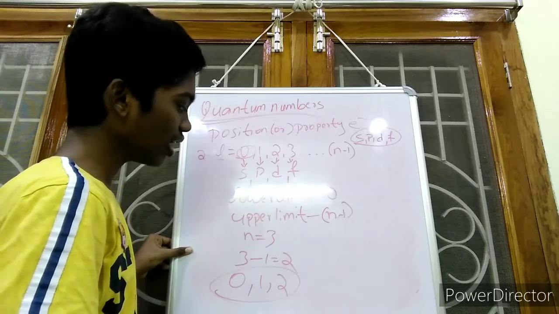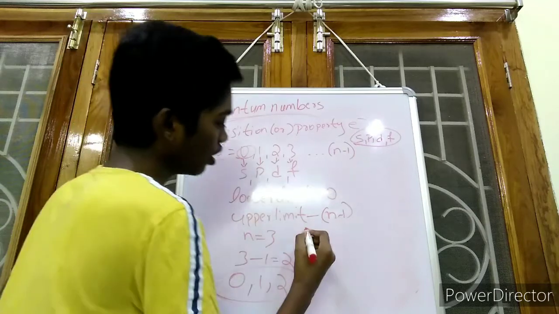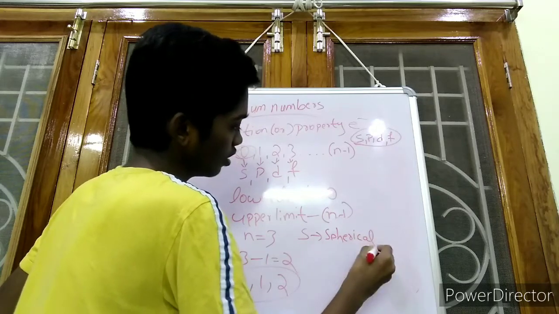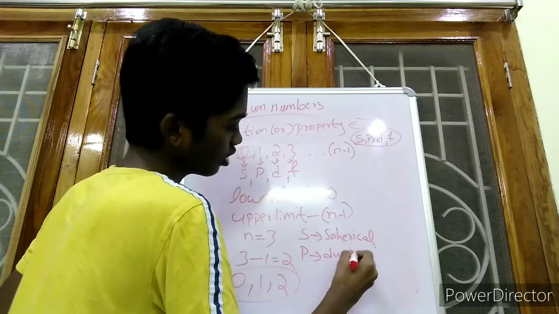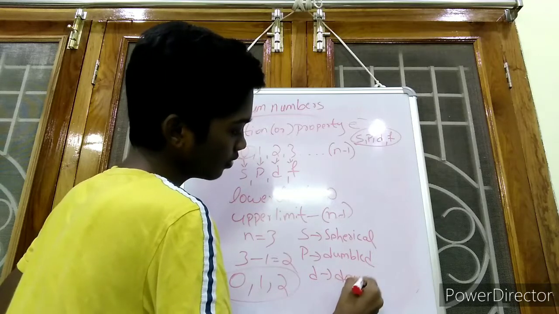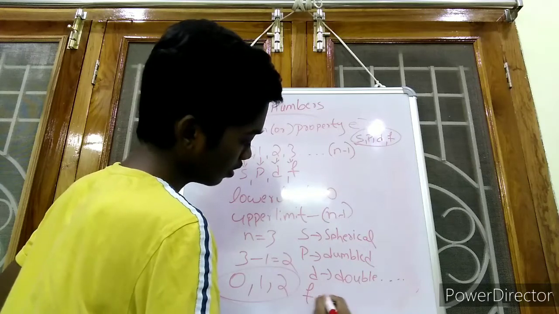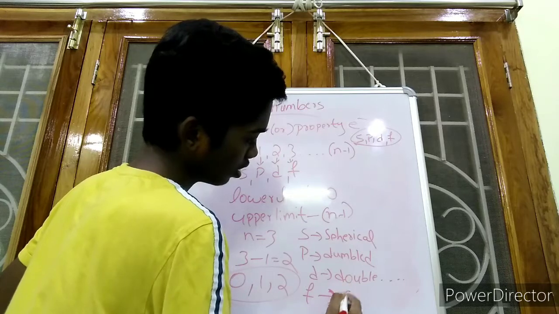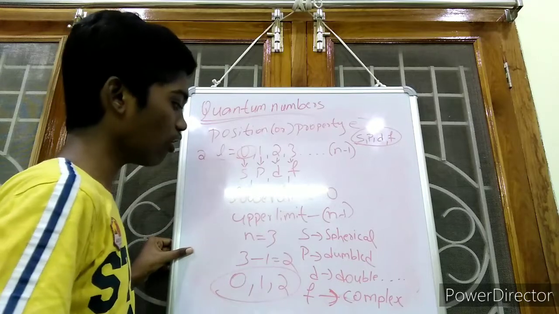I had also said that the azimuthal quantum number gives the shapes of these subshells s, p, d, f. The shape of subshell s is spherical. The shape of subshell p is dumbbell. The shape of subshell d is double dumbbell. And the shape of subshell f is complex. So this is about the azimuthal quantum number.